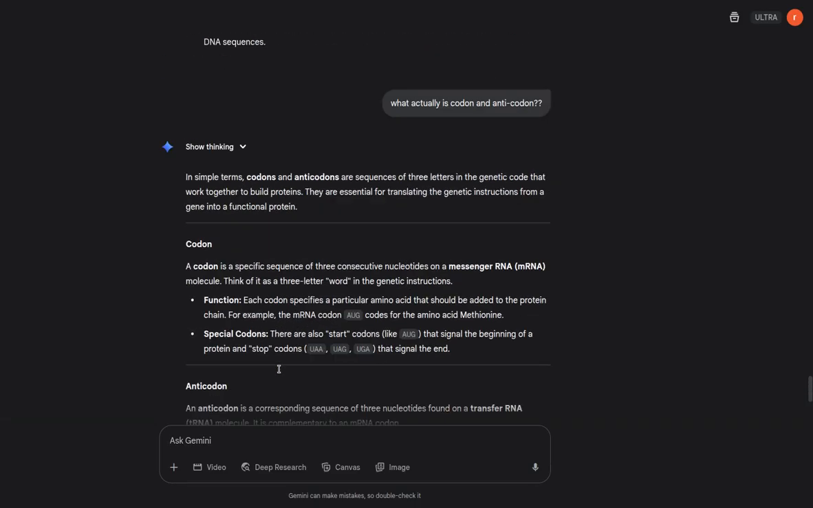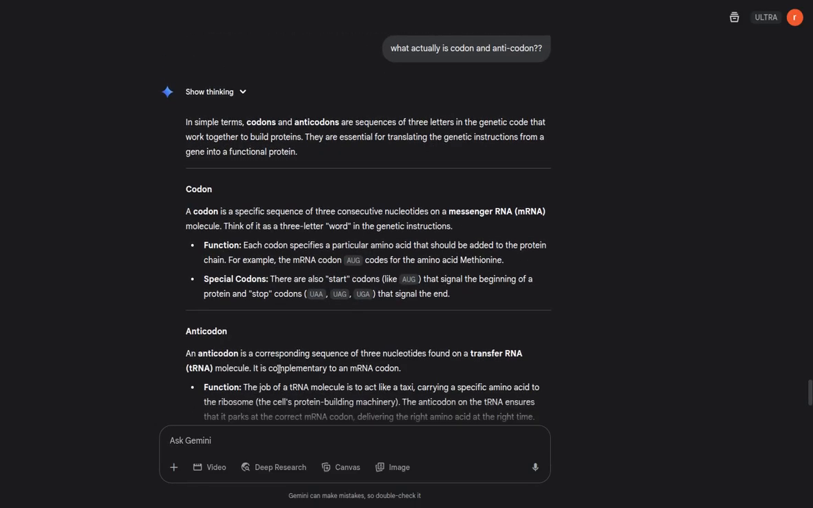Okay, we have got a response. In simple terms, codon and anticodon are sequences of 3 letters in the genetic code that work together to build proteins. They are essential for translating the genetic instructions from a gene into a functional protein. Codon: a codon is a specific sequence of 3 consecutive nucleotides on a messenger RNA, mRNA, molecule. Think of it as a 3-letter word in the genetic instructions. Each codon specifies a particular amino acid that should be added to the protein chain. For example, the mRNA codon AUG codes for the amino acid methionine.